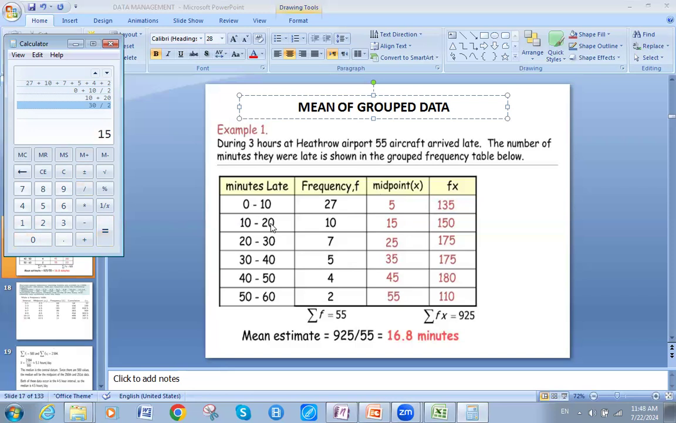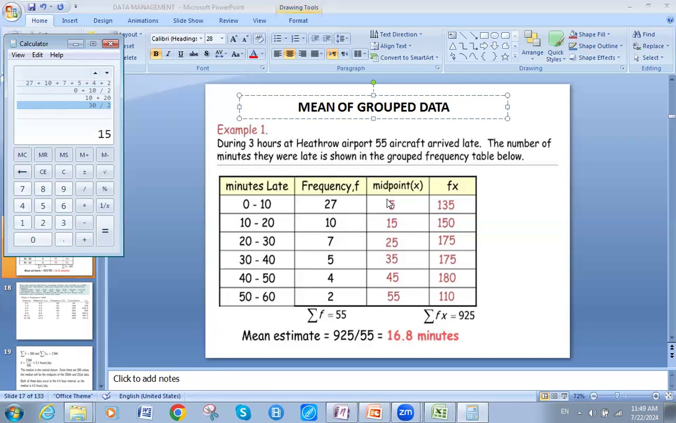From 10 to 20, the length is 10. From 20 to 30, the length is 10. Length means 30 minus 20 will give me 10, 20 minus 10 will give me 10, 10 minus 0 will give me 10, 40 minus 30 will give me 10. We call it the length of the cell. The length of the cell is steady, meaning similar.